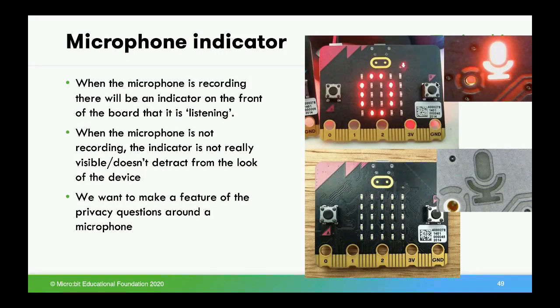to enable teachers to have conversations with their students about privacy, about what it meant to have a device that could listen and record audio. So we went for this microphone indicator, which is actually a side-mount LED mounted on the back of the board, and a hole in the copper and then some solder mask on top that allows us to get this glowing microphone effect through the board, but without having to add anything extra on the front face.